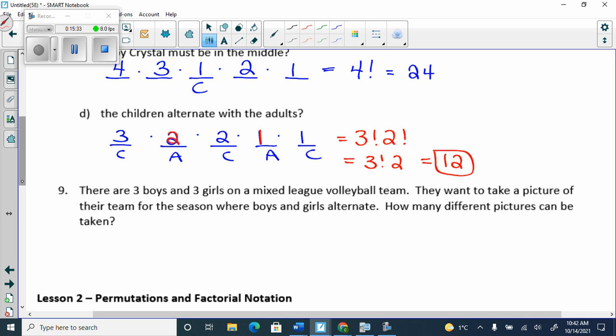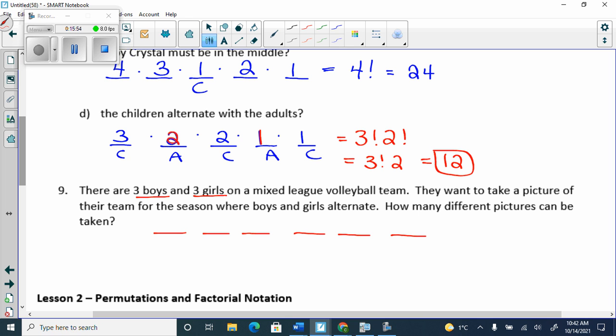So there are 3 boys and 3 girls on a mixed league volleyball team. They want to take a picture of their team for the season where boys and girls alternate. Okay? So, 1, 2, 3, 4, 5, 6 people. Each person stands in a blank, right? We know that.